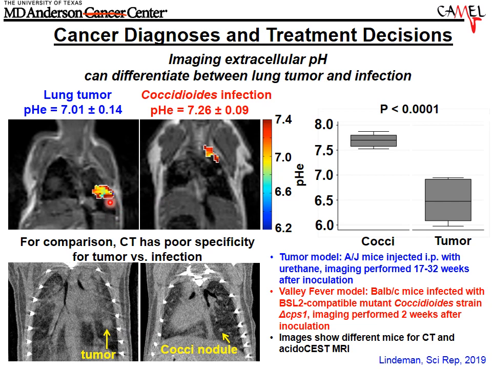And yet you can see that they are very different in their pH, and so it's very easy to tell them apart. In fact, in the entire cohort of animals, you can see that the pH of the infectious disease is significantly higher than the tumor, and a very easy way to distinguish these two types of lesions.